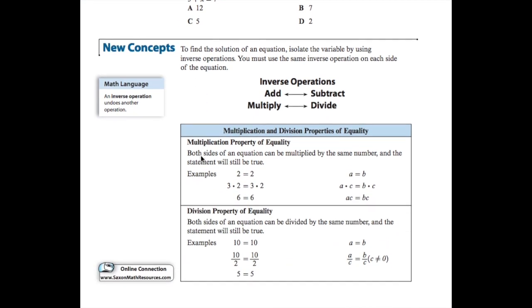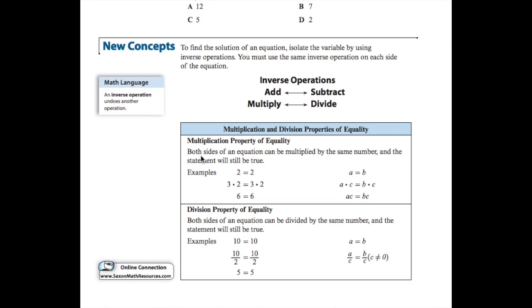Here in our new concepts section it says, to find the solution of an equation, we want to isolate the variable by using inverse operations. That means in any equation in which you have a number and a variable next to each other, you want to separate that number and variable. We want the variable to be all by itself, and we want the number to be eliminated.